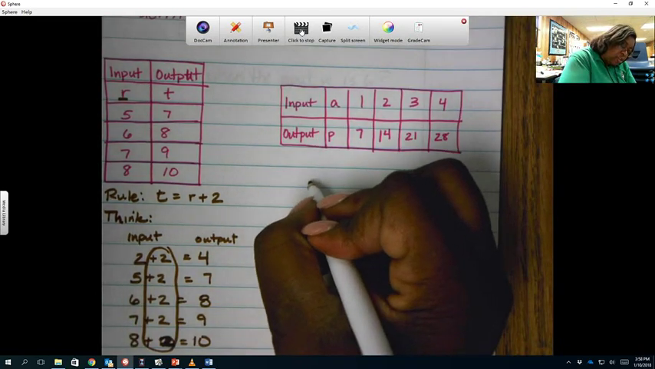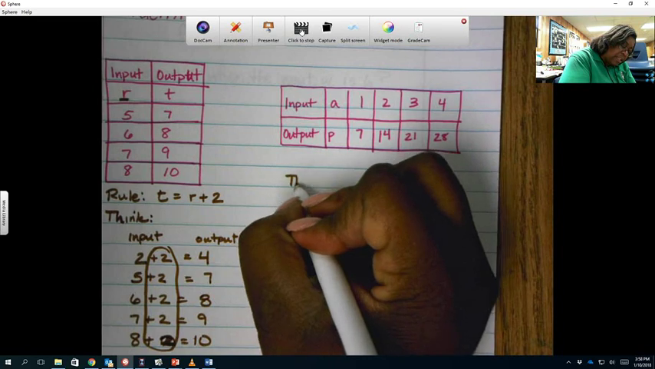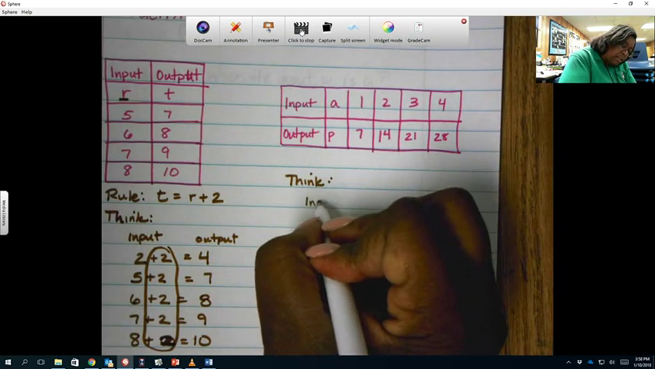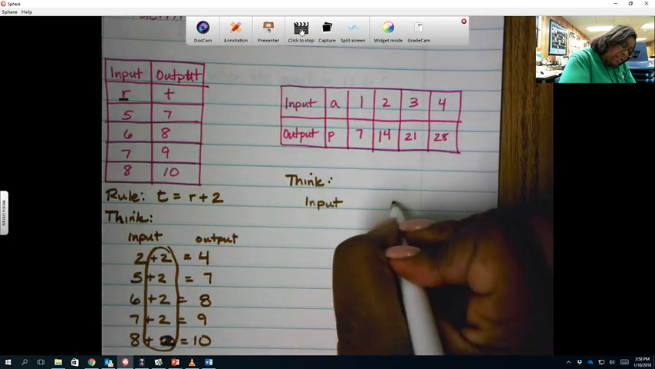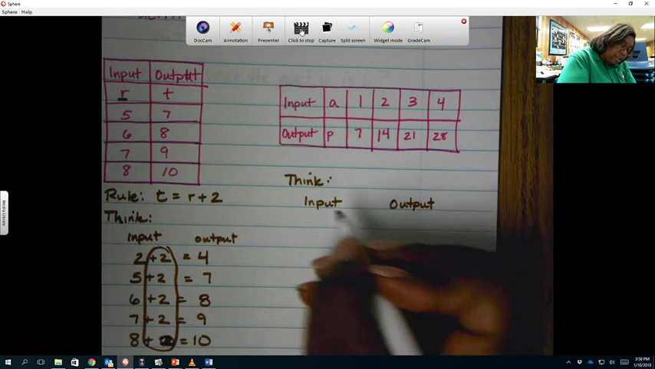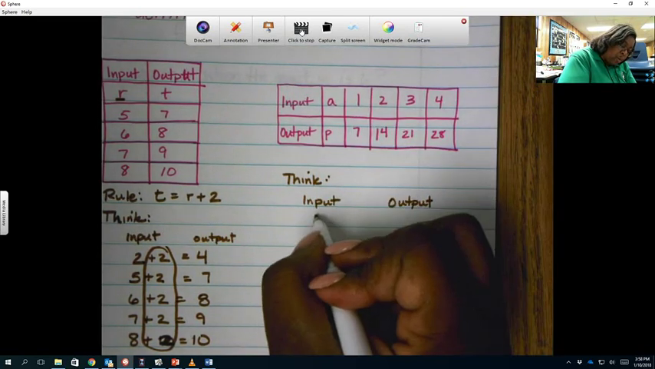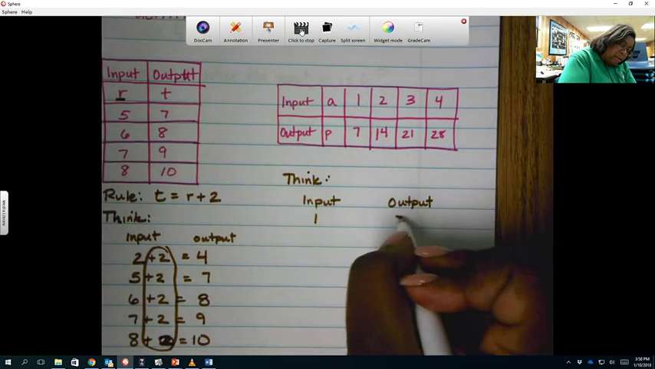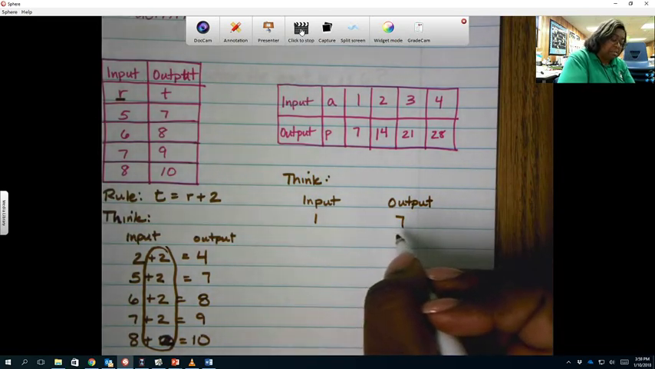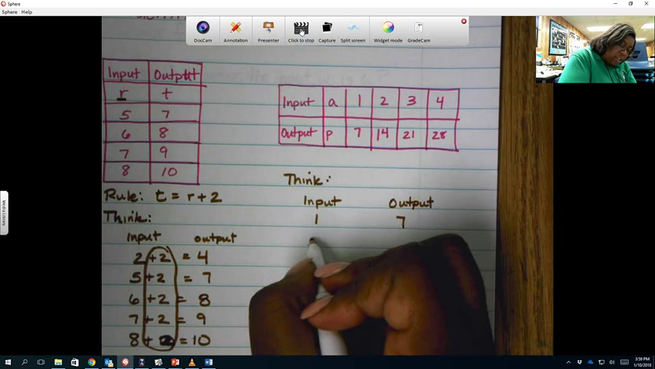Again, I want to think about my input and my output and what relation they have. So let's start with our first input, 1, and our output is 7. Now you could say plus 6, but let's see if that works for the other one.